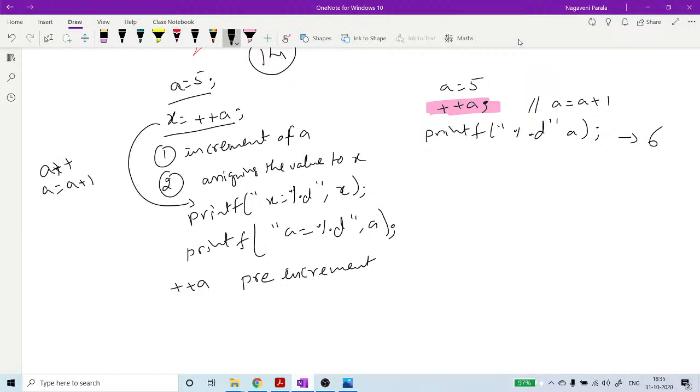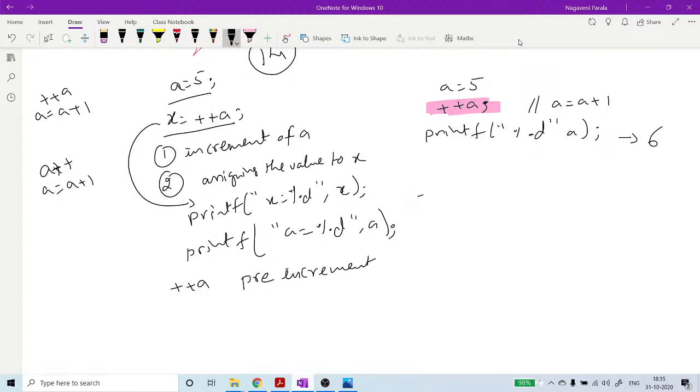A equal to a plus 1. And if I have written plus plus a also, it is the same as a equal to a plus 1. Both are doing the same task. But where it differs is pre-increment. Pre means what? First the increment should happen, then assigning. First increment, then assigning. That means see here, x equal to plus plus a. I'll show you with the diagram.